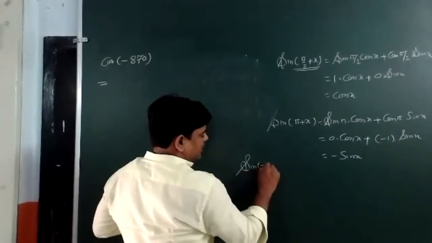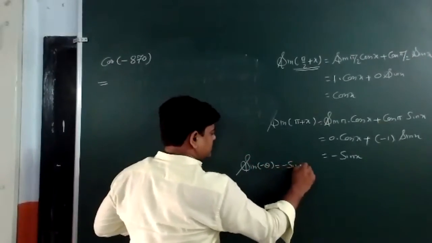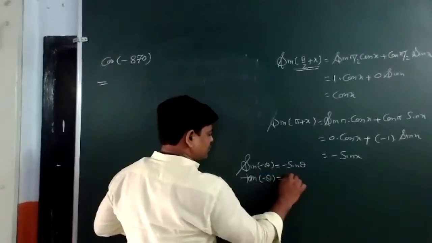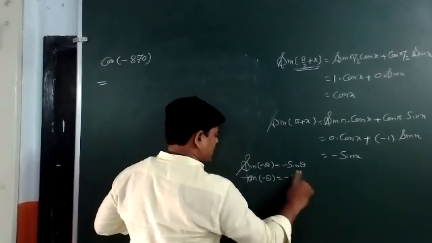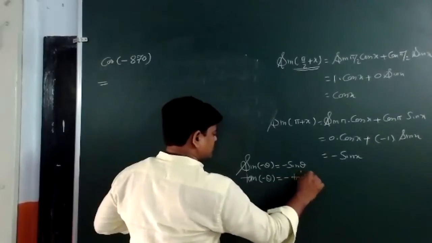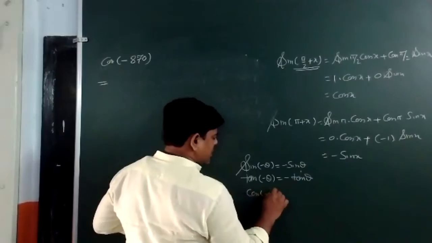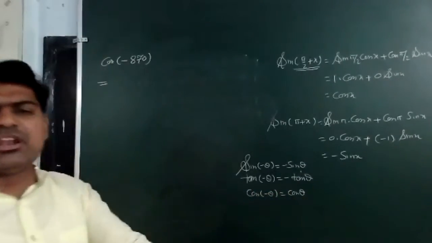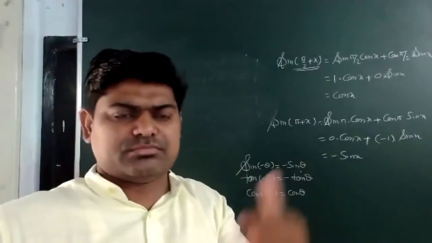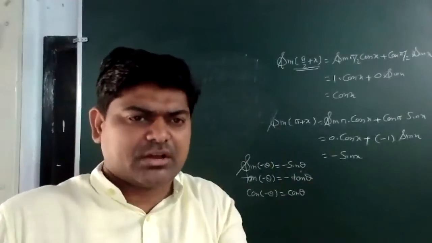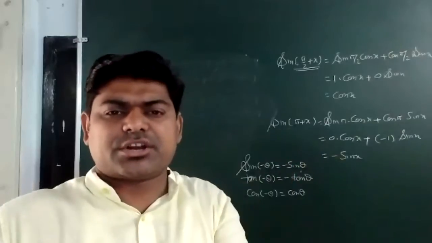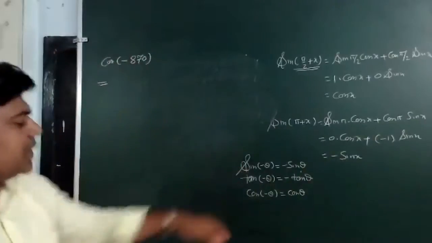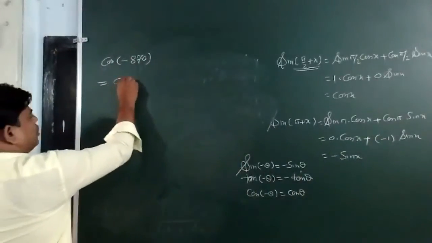Sin(-theta) is minus sin theta. Tan(-theta) is equal to minus cot, sorry, minus tan theta. But cos(-theta) will be cos theta. And the same thing happens with the inverses: cosec(-theta) will be minus cosec theta, cot(-theta) will be minus cot theta, but sec(-theta) will be sec theta. So according to this concept, it can be written as cos 870.